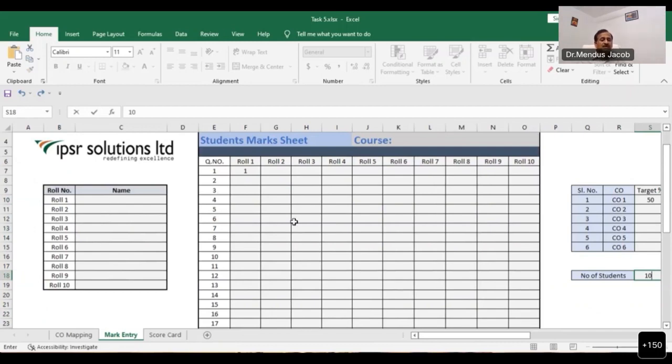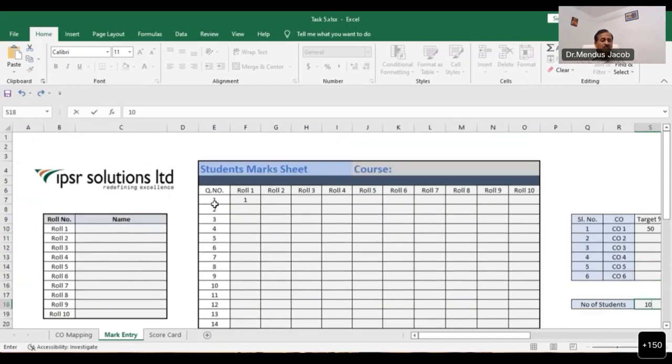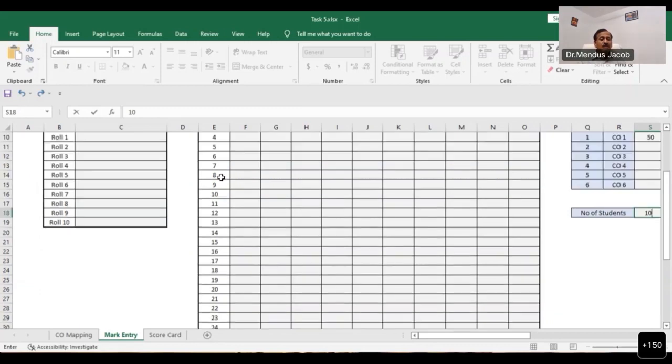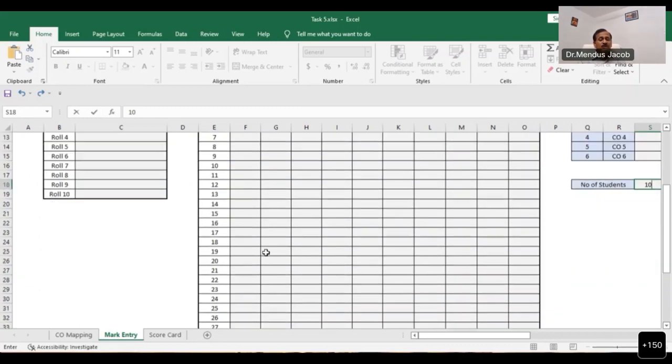Then for each question, suppose for the first question, as an example, we have considered a 1 mark question. So for each student, how much mark he got for the first question. If it is 0, you can put 0. If it is 0.5, you can put 0.5, like that. So for all the questions, you can input the mark values there.